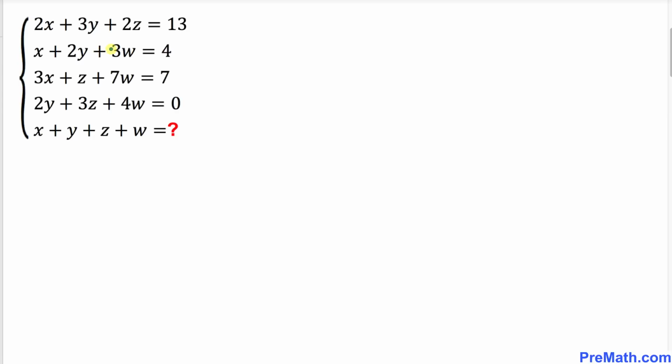As you can see in this given problem, 2x plus 3y plus 2z equals 13, x plus 2y plus 3w equals 4, 3x plus z plus 7w equals 7, and 2y plus 3z plus 4w equals 0. And now we are going to find the value of x plus y plus z plus w.